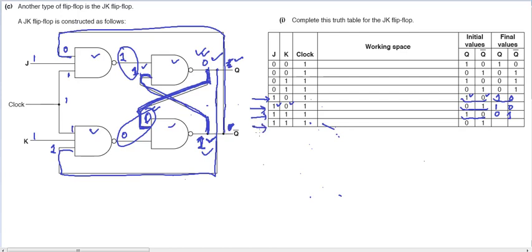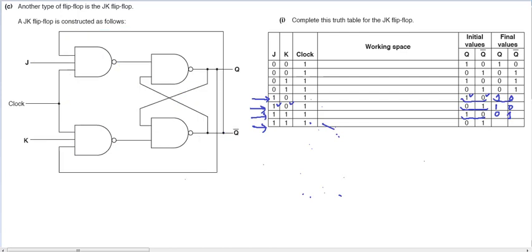Let's try and work out this final row, where once again J is 1, K is 1, and the clock is 1. And we have what? The initial state is what? The initial values are Q is 0 and Q bar is 1. Okay, let's start with Q bar this time. We go back and feed this here, which means 1, Q bar was 1. So we have 3 1s at the input, which means what? We're going to get a 0 here, right?